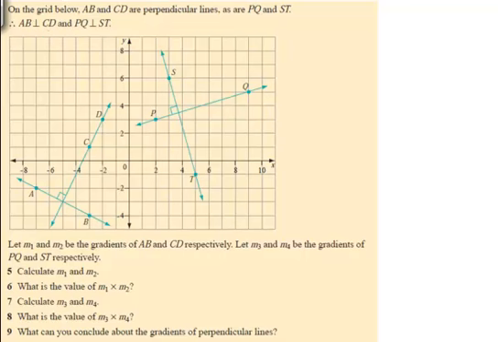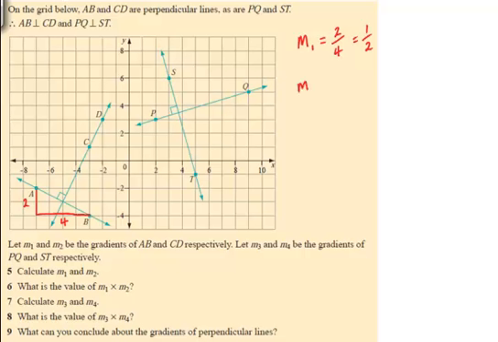Let M1 and M2 be the gradients of AB and CD respectively. Let M3 and M4 be the gradients of PQ and ST respectively. So for part 5, what we need to do is calculate M1 and M2. M1, remember, is the gradient for line AB. If we look at the line AB, we have a rise of 2 and a run of 4. So our gradient there is 2 over 4, which simplifies to 1 over 2.